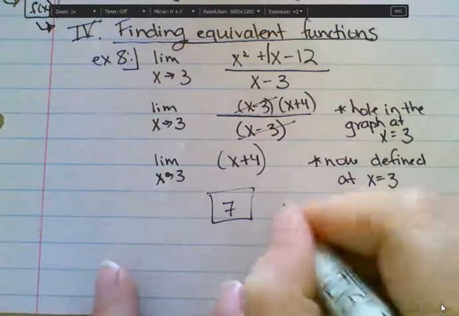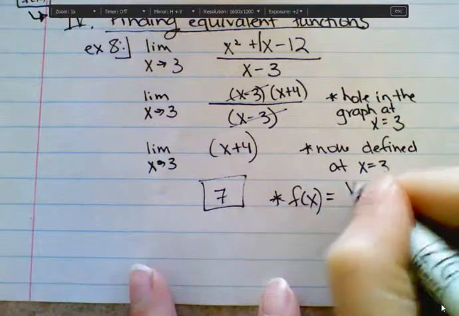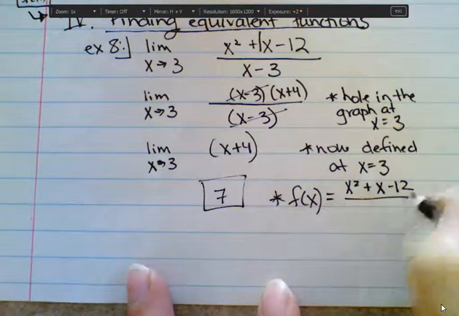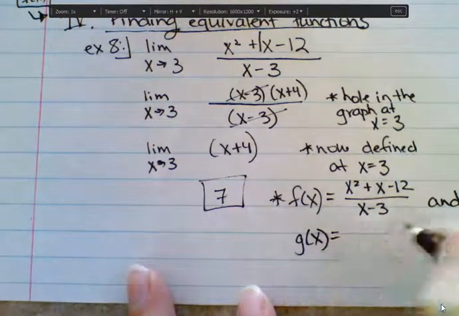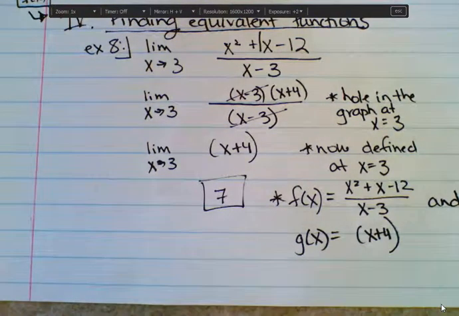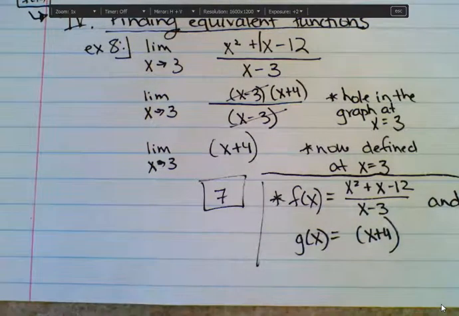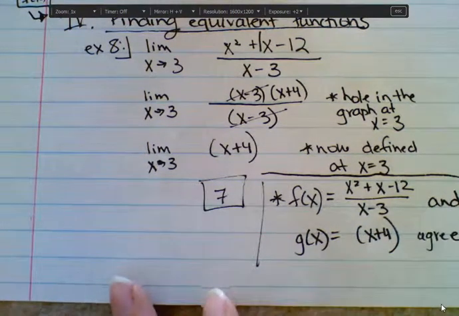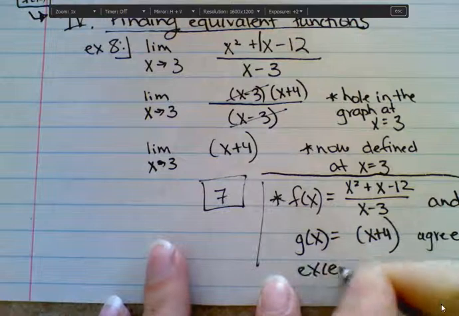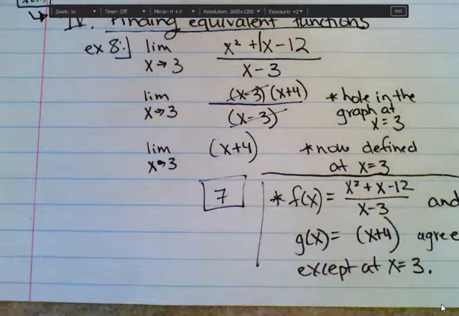All right, so I'm just going to make a side note here on the side. I'm going to say f of x equals that first function that we had, x squared plus x minus 12 all over x minus 3. And I'm going to label the next one g of x, which was just our x plus 4 once we took the hole out. They agree at every single point except what x value, guys? 3, exactly. So I think you have a couple questions like this. So this is just kind of how they want you to answer it. So agree except at x equals 3. So that kind of makes sense. You guys kind of see how that works out.